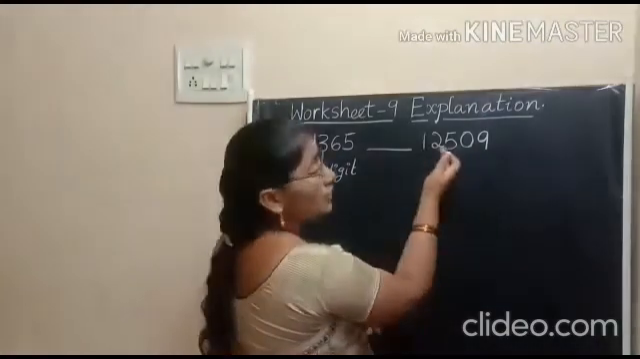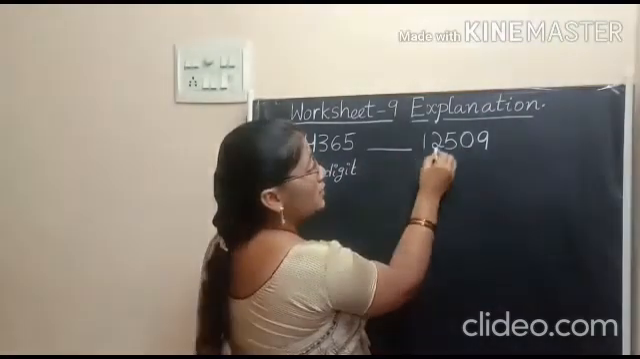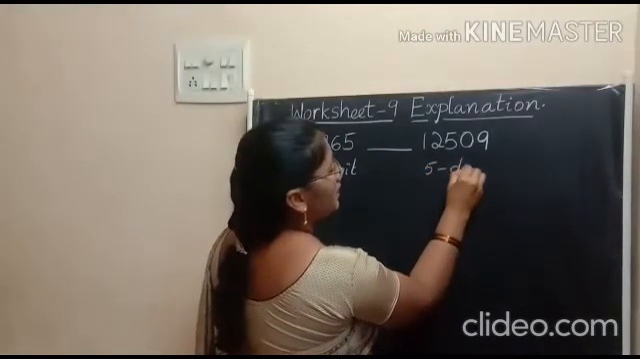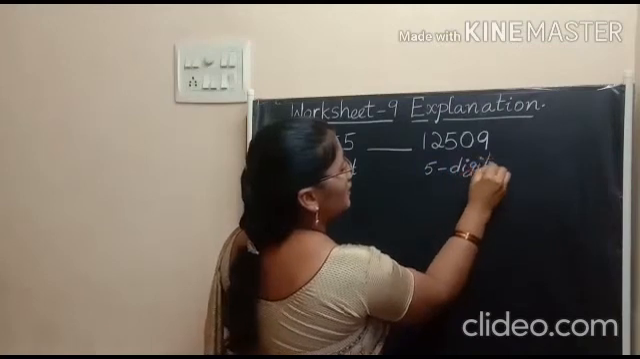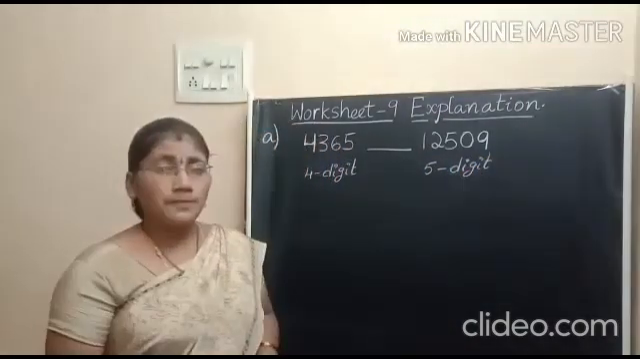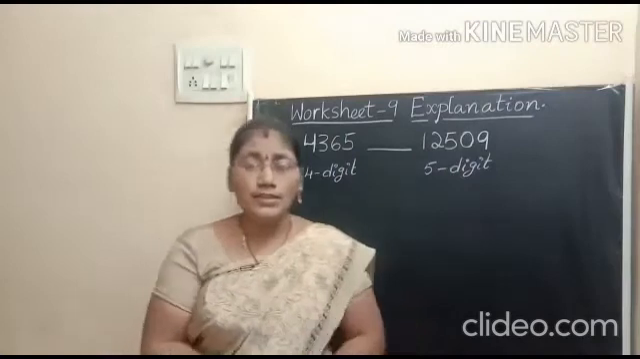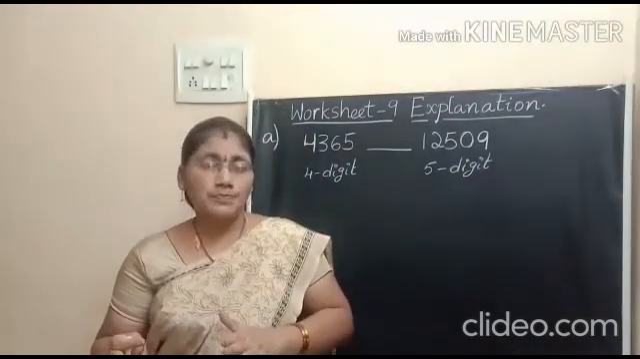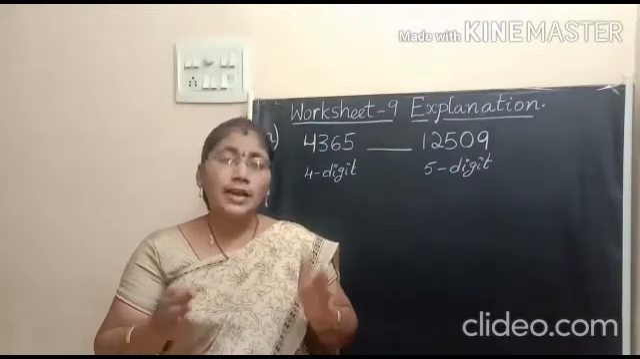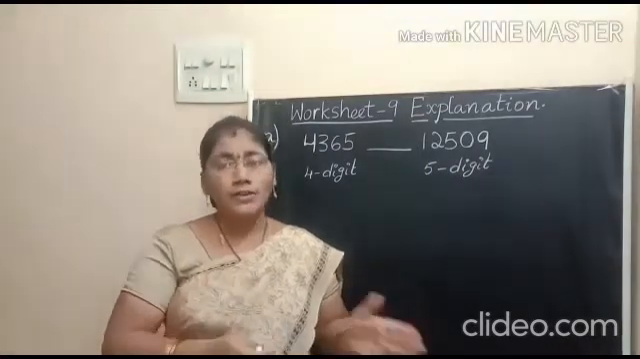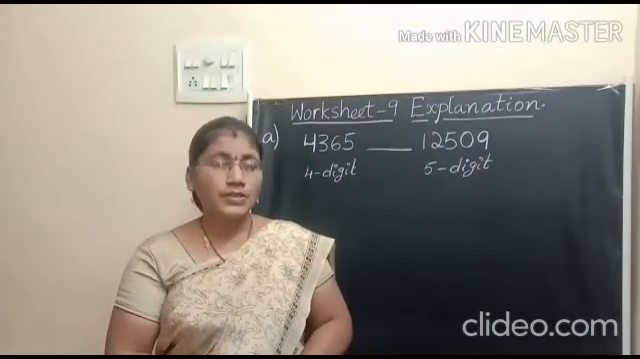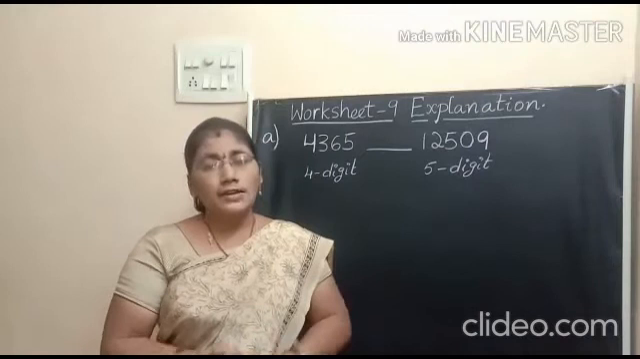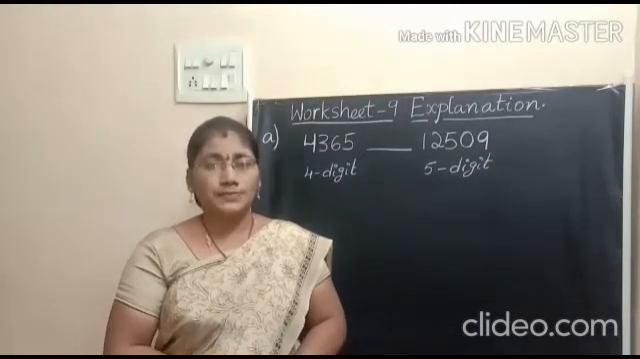And count the number of digits here. 1, 2, 3, 4, 5. This is a 5-digit number. Already we know that the number with more digits is greater than the number with fewer digits. Isn't it? So, the number with more digits is always the greater number.